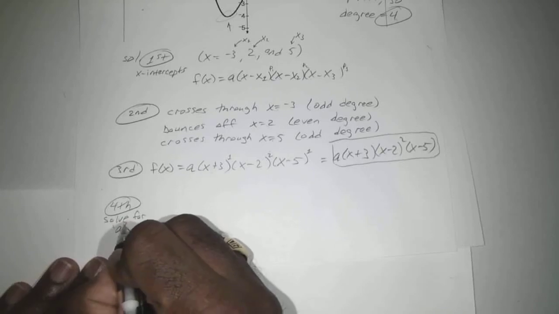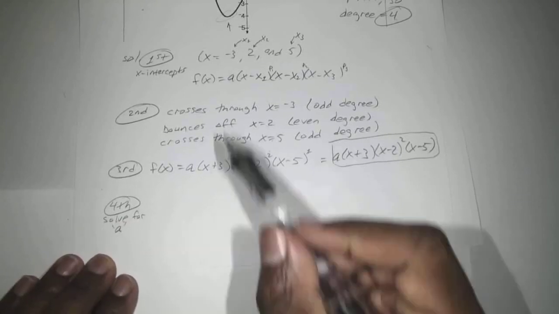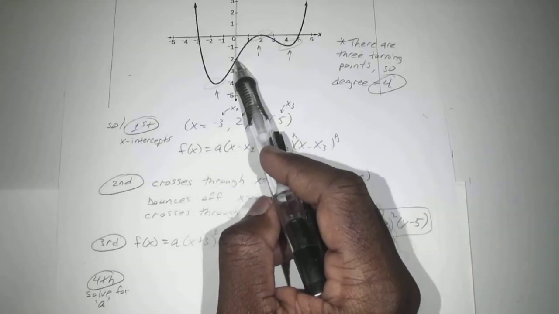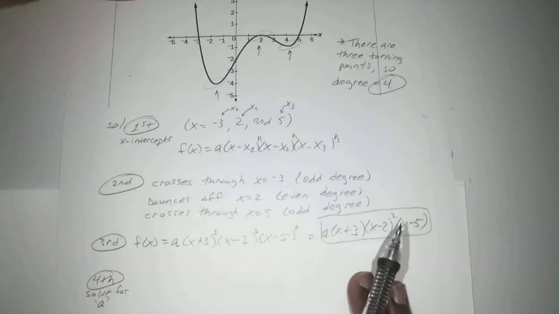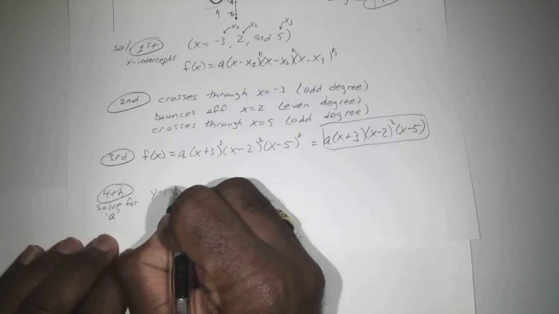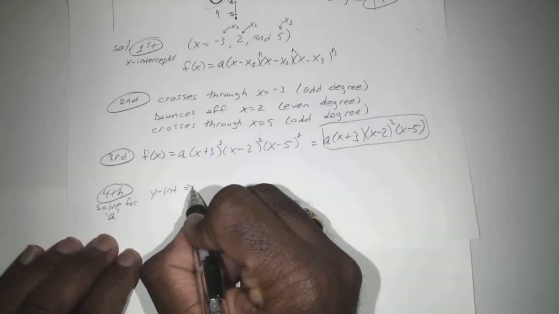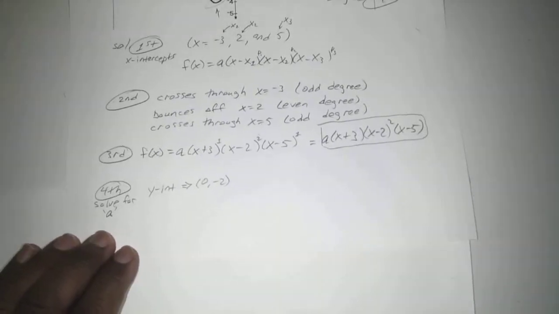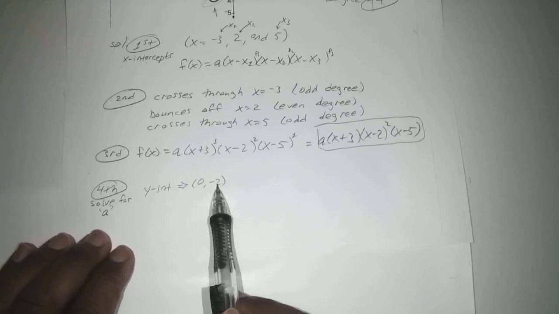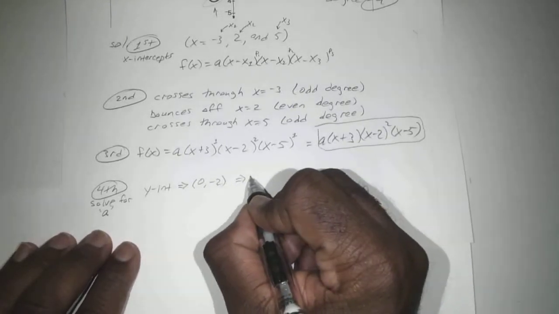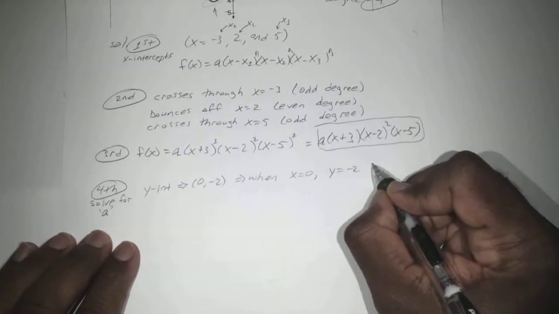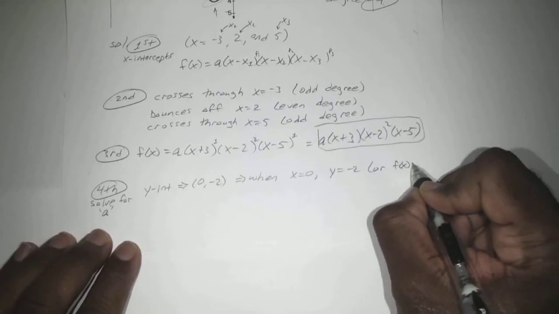So we solve for a. And we use our y-intercept for that. So our y-intercept is 0, negative 2. Okay, so that means when x is equal to 0, y is equal to negative 2. When x equals 0, y equals negative 2, or you can say f of x equals negative 2.